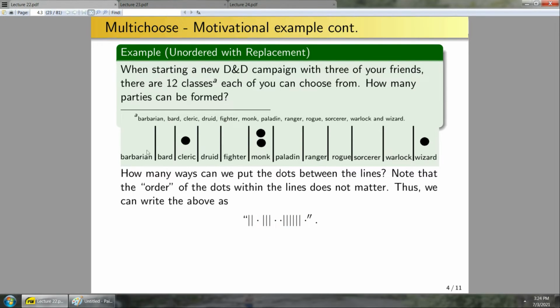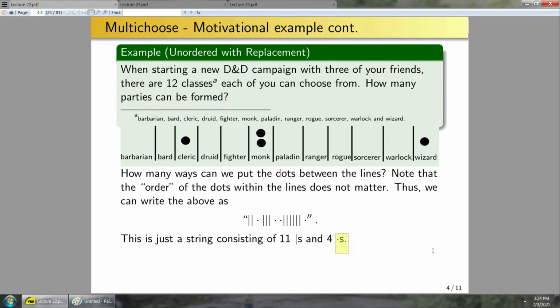In this case, I have the two lines for barbarian and bard, followed by a dot for cleric, followed by these lines for druid and fighter, followed by the two dots for monk, etc. Now, this thing here is just a string of characters. In particular, it's a string of 11 of these lines and 4 of these dots.